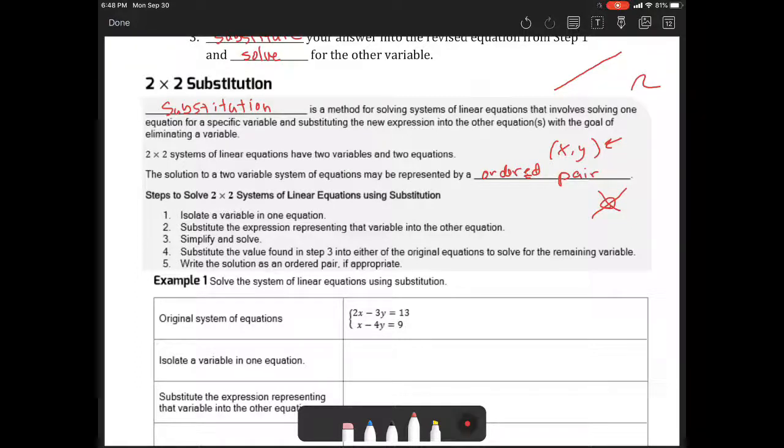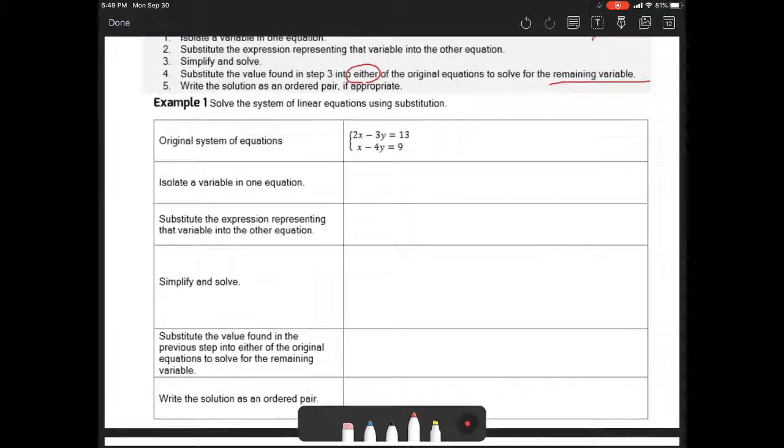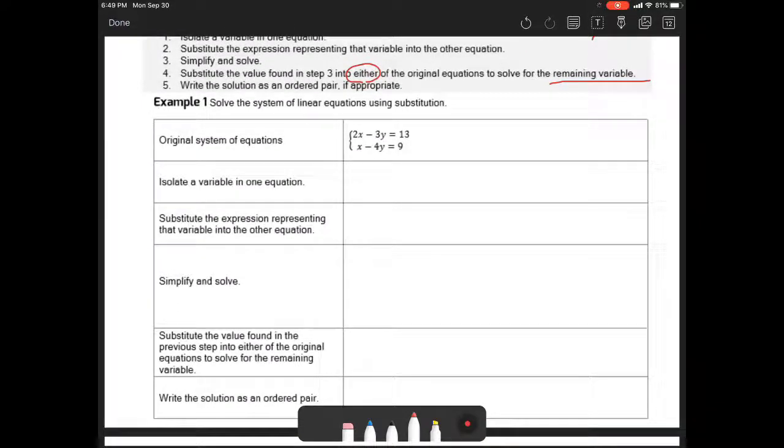So now that we have a base idea of what we should be looking at, we're going to go through these steps. We've got 5 steps on this one. You isolate your variable. You substitute the expression representing the variable in another equation. We're going to simplify and solve. Substitute the value found in step 3 into either of the original equations. See that, either, you still get to choose, to solve for the remaining variable. Write the solution as an ordered pair if appropriate. Using these steps, sometimes it's hard just to look at words. So what we're going to do is look at it step by step.